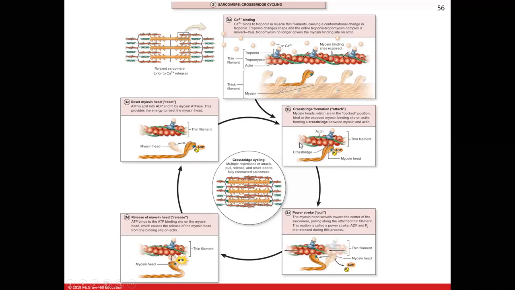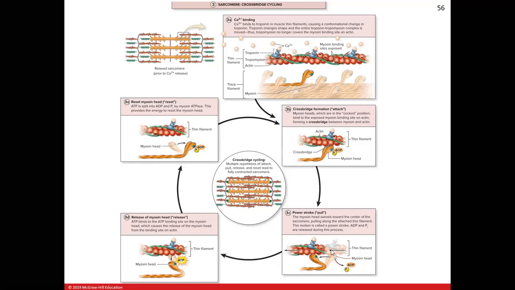We go through this formation by a process that hydrolyzes ATP. As ATP comes in, we break it down into ADP and an inorganic phosphate. We then use that energy to go through what we call the power stroke.